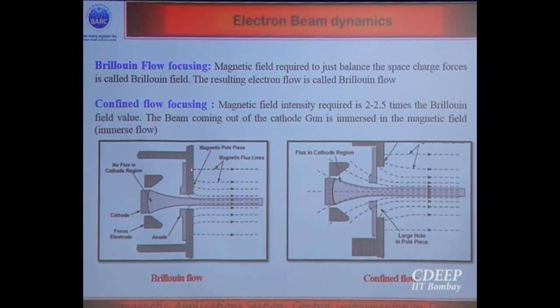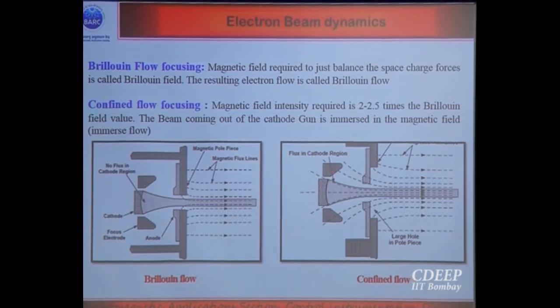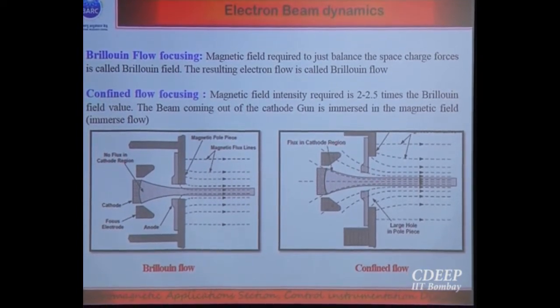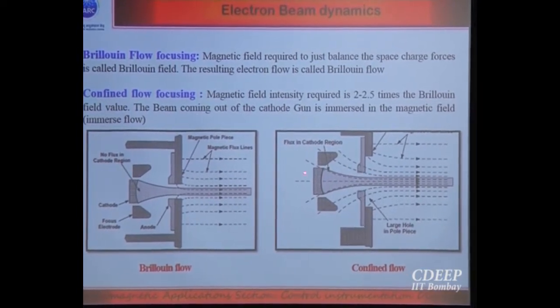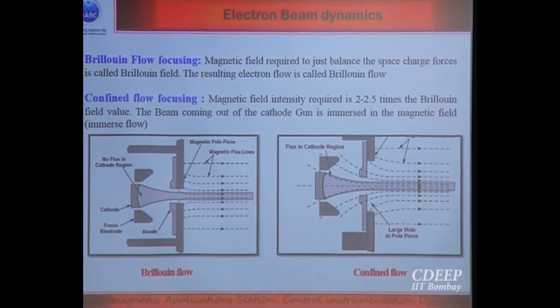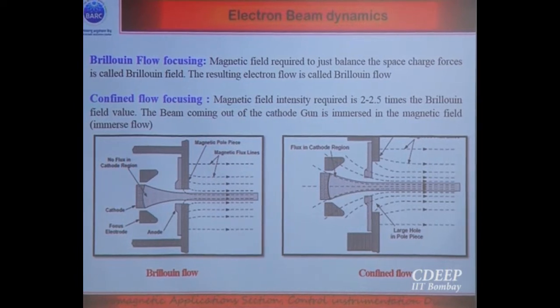But in the Brillouin flow, no field is allowed in the cathode gun region. The cathode gun region is directed only by the electrostatic forces, and then after this we apply the magnetostatic forces. But in the confined flow region, there is a deliberate leakage of magnetic flux allowed in the cathode gun region, and the direction and the magnitude of this magnetic field is very important for the beam characteristics. That will also depend on anode voltage.